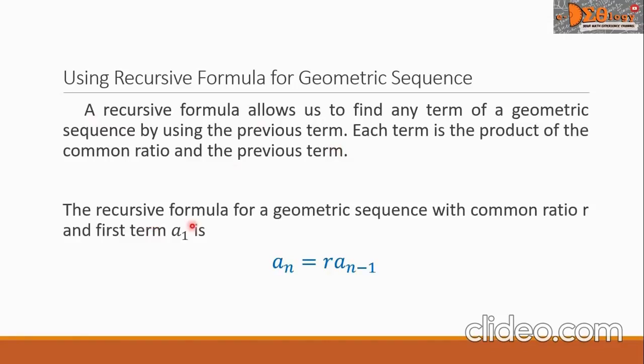The recursive formula for a geometric sequence with common ratio r and first term a sub 1 is this formula. A sub n, the general term, equals r times the previous term, which is a sub n minus 1. There is a condition that the n here, or the number of terms, must be greater or equal to 2.